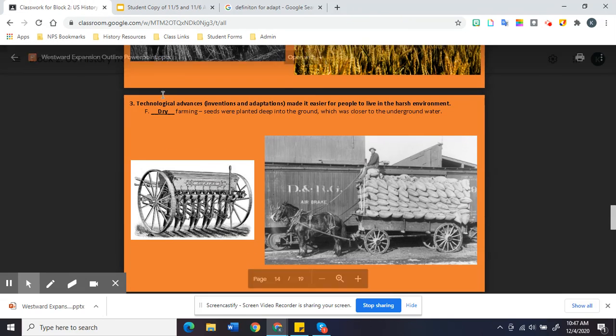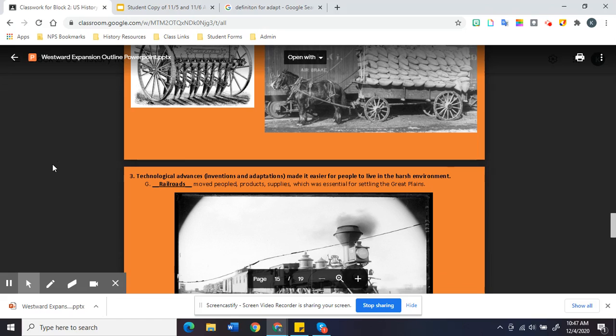And then we have dry farming. Seeds were planted deep in the ground, which was closer to the underground water. And also the harsh sun, if it's deeper underground, the water is going to trickle down and it's not as exposed to the sun. That top layer is always going to be dry and the water is going to evaporate from it. So that's why they did deep farming, because the farther under means they could water less because that water would stay. It wouldn't get evaporated.